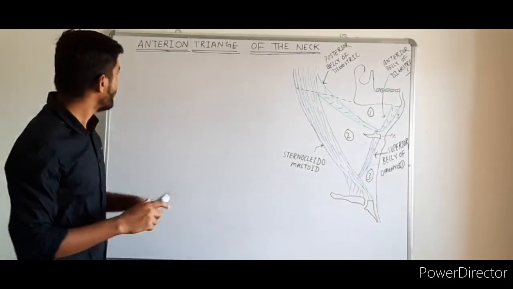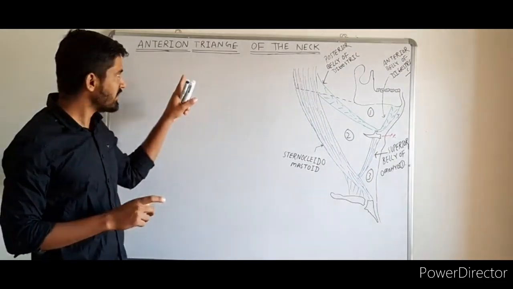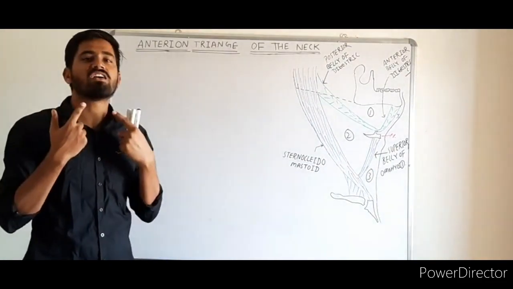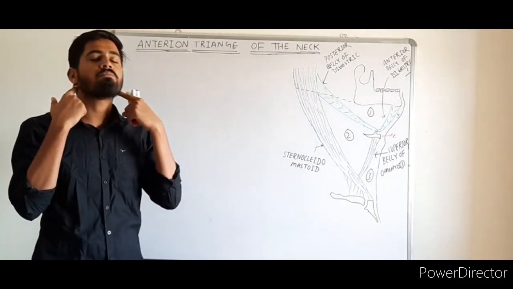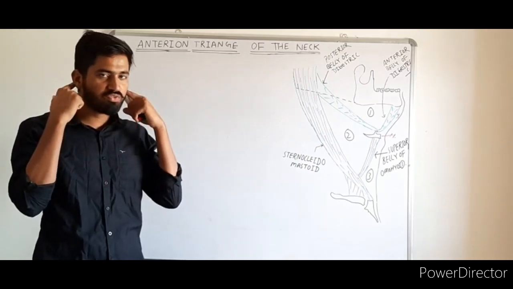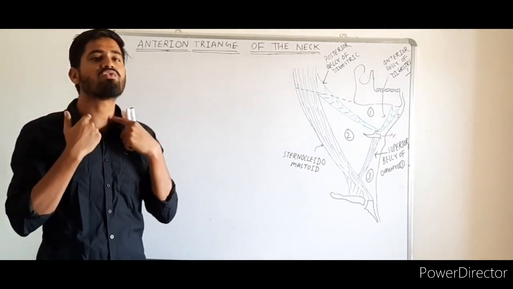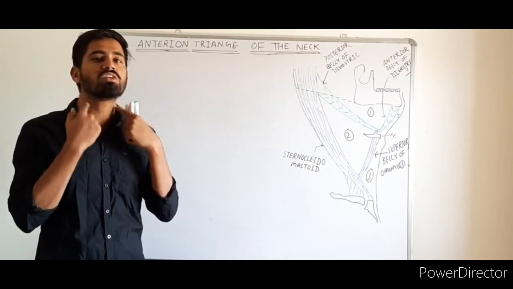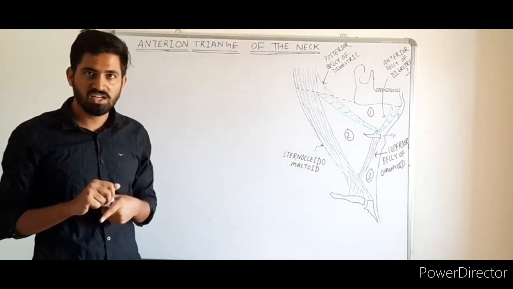Hi friends, today our topic is the anterior triangle of the neck. First, in the last video I already explained the anterior region of the neck: the area between the two sternocleidomastoid muscles, starting from the mastoid process. The area between the two sternocleidomastoid muscles is called the anterior region of the neck.